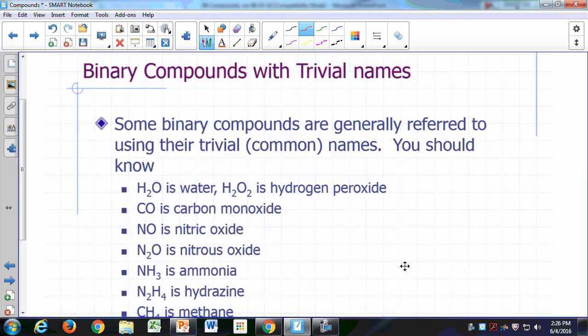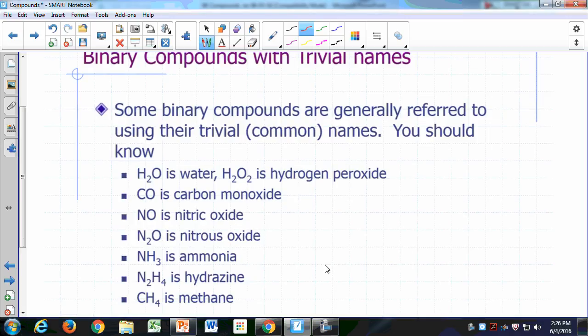Now, there are some binary compounds that are generally referred to using their common names or trivial names. So these compounds you should be familiar with because they're so common. Okay. So for example, H2O, just referred to as water. You hardly ever hear anyone say that's hydrogen oxide or dihydrogen oxide.